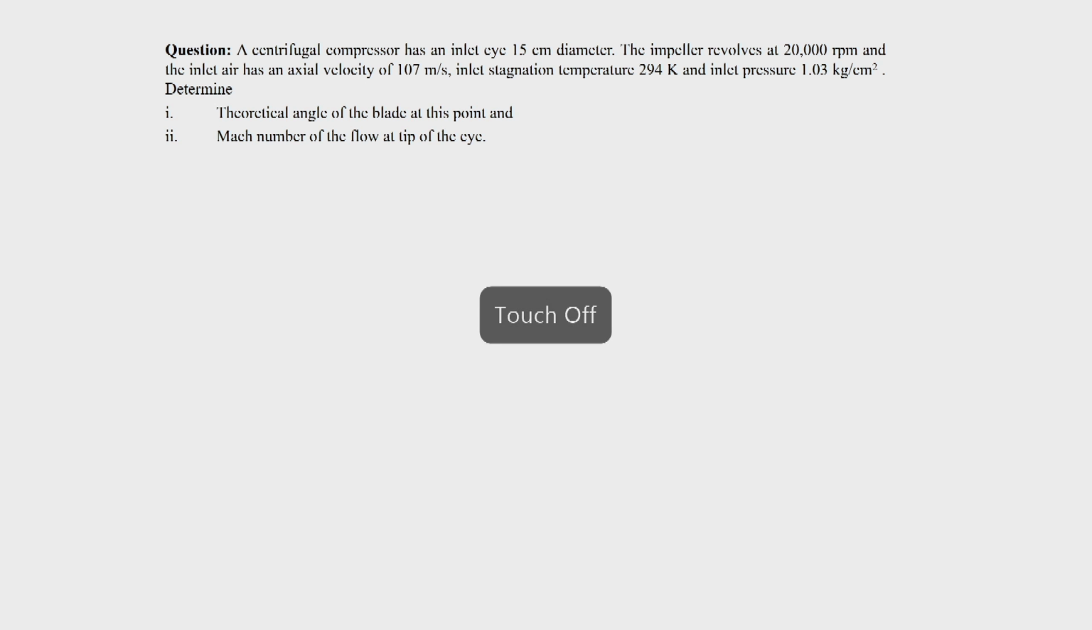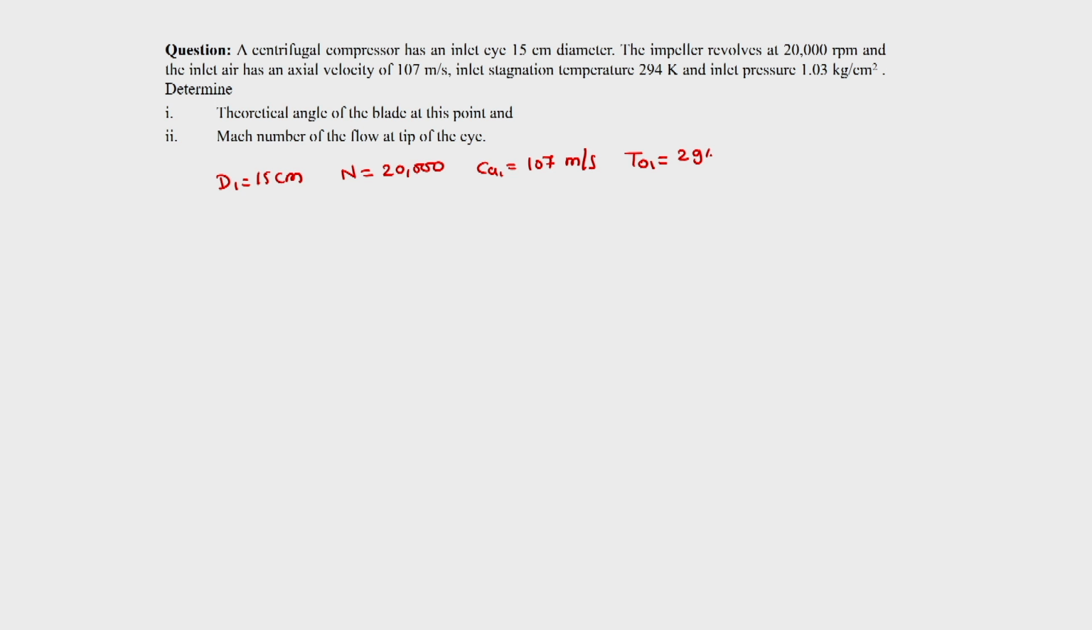So we are given D1, which is 15 centimeter. Then the impeller revolves at 20,000 RPM. So we are given N as 20,000 RPM, and the inlet air has axial velocity CA1 of 107 meter per second. Inlet stagnation temperature is given as 294 Kelvin. Inlet pressure P01 is given as 1.03 kg per centimeter square.